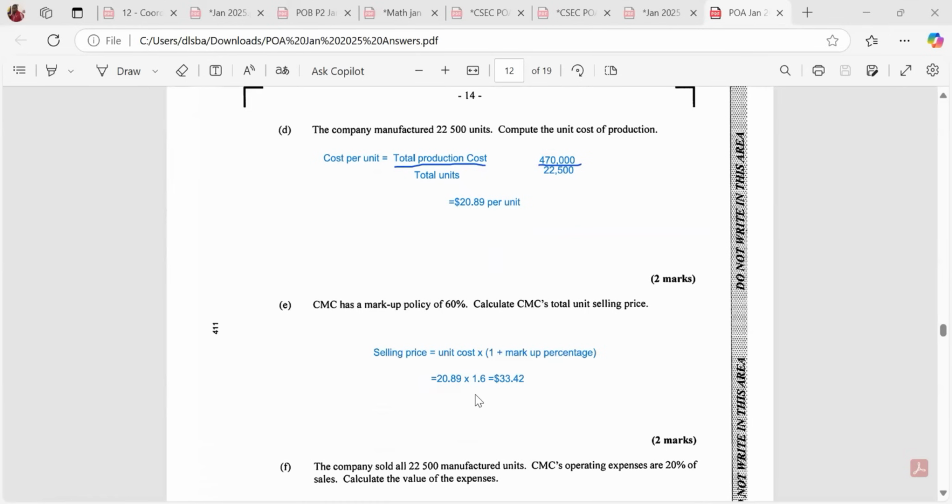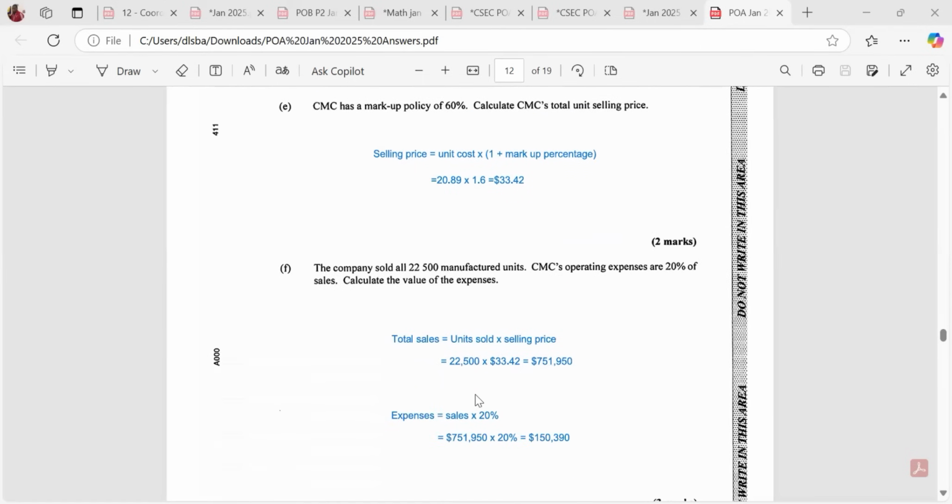All right. So to calculate markup, you will take the cost and multiply by 1 plus the markup percentage. The markup percentage was 60%, so you multiply by 1.6, sorry. So we took the cost of the asset, which is $20.89, and multiplied it by 1.6, and that's how we got the selling price, $33.42.